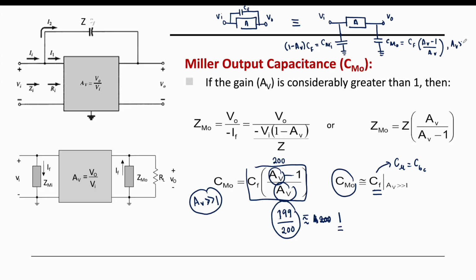Okay, so if the AV is greater than 1, your Miller capacitance at the output will equal the CF. Alright, and I will always love to repeat, remember that this CF is also known as C mu and also known as CBC. Same goes to the CF, it is the same as C mu, also the same as CBC. Alright, I hope this is very clear to you guys.